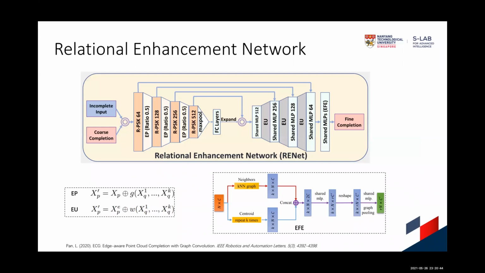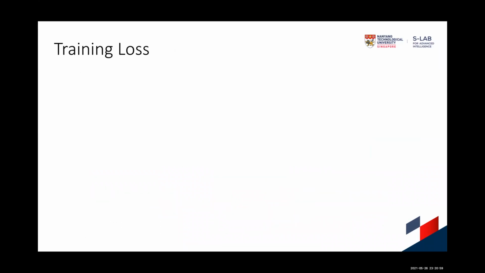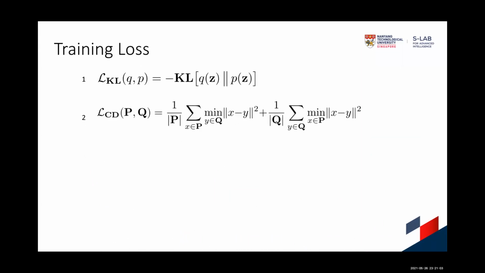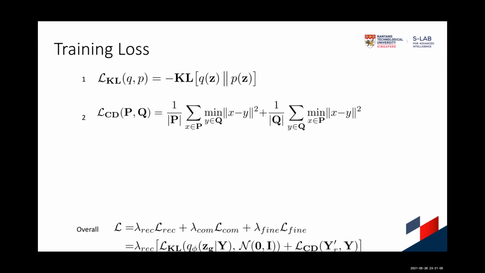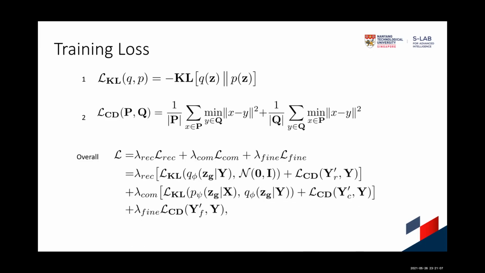With the proposed point feature learning modules, we design the RENet, which follows a hierarchical encoder-decoder architecture. After obtaining the dense point features, we can use the EFE module to perform upsampling. The training loss has two categories, KL divergence and Chamfer distance. Our overall training loss has three terms: reconstruction loss, coarse completion loss, and fine completion loss.